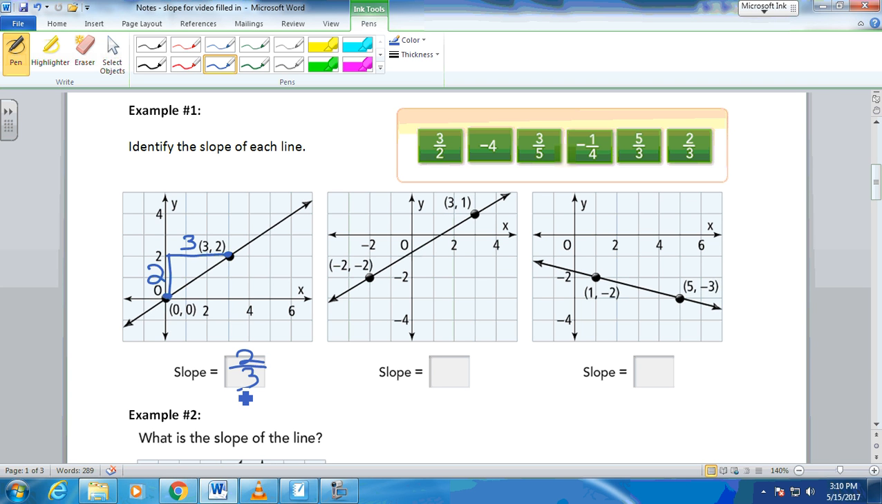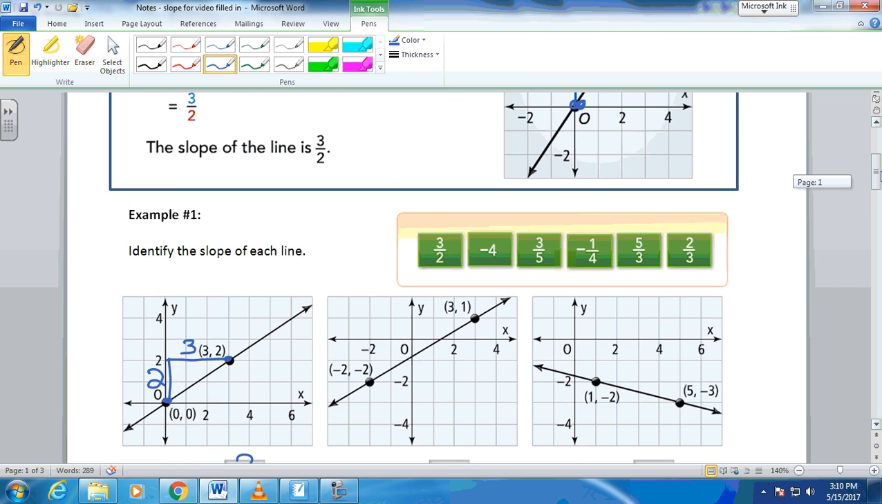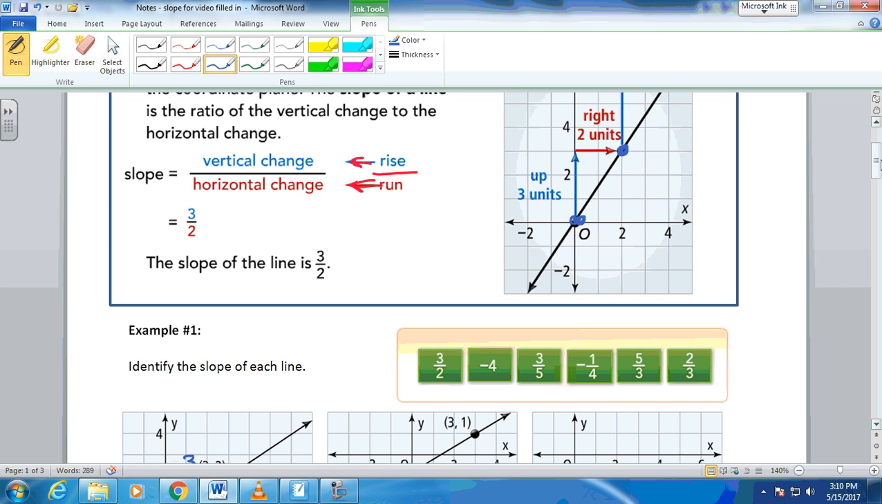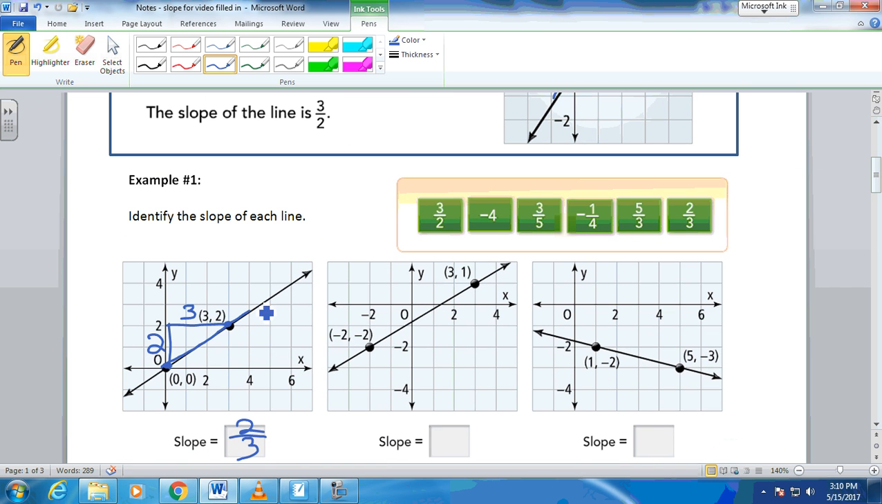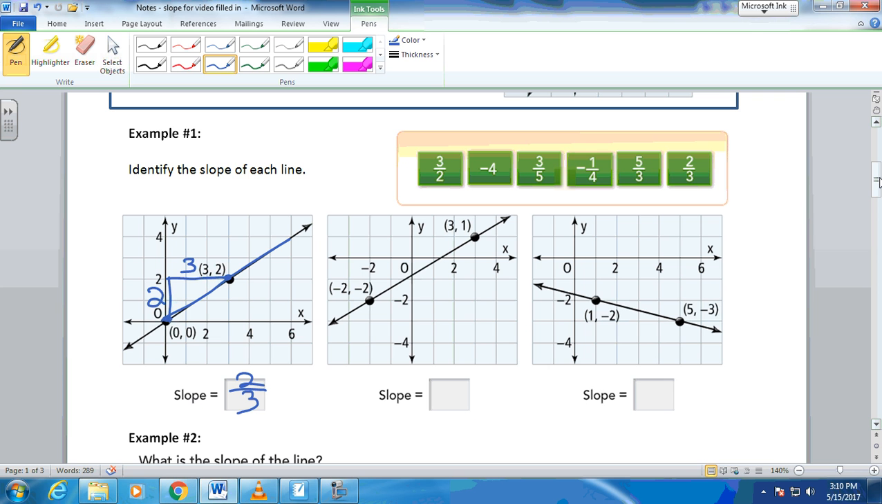I want you to notice that, because our graphs are using the same scale and the boxes are very similar, this graph is much steeper because that was 3/2 than this graph that was 2/3. So the steeper the line, the larger the slope is going to be. This one, I'm going to draw a right triangle again from this point to this point, and I'm counting the boxes between them. This goes 1, 2, 3, so that's a total of 3. And then I'm running 1, 2, 3, 4, 5. So 5, so my slope would be 3/5.